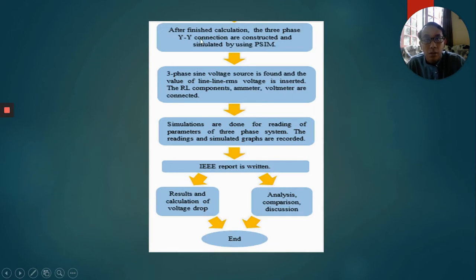After we finish all the calculations, the three-phase Y-Y connection is constructed using the simulator. After that, the three-phase sine voltage is set and the value of the line RMS is entered. The RL component, ammeter, and voltmeter are connected. Then the simulation is run, and the readings of the three-phase parameters and the simulated graphs are recorded. I will show that after this.